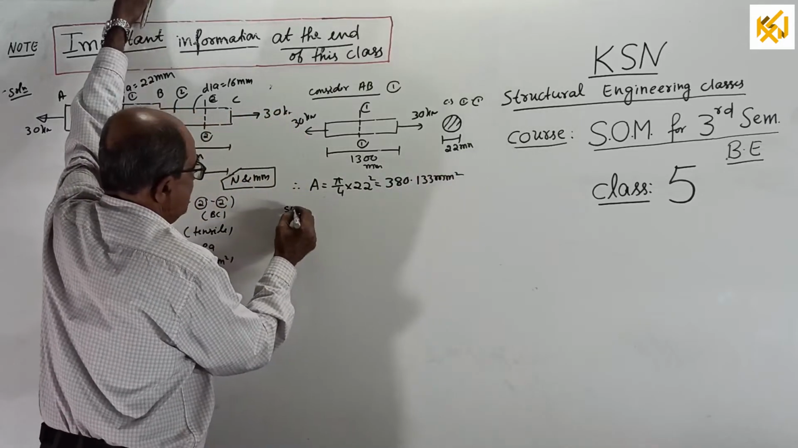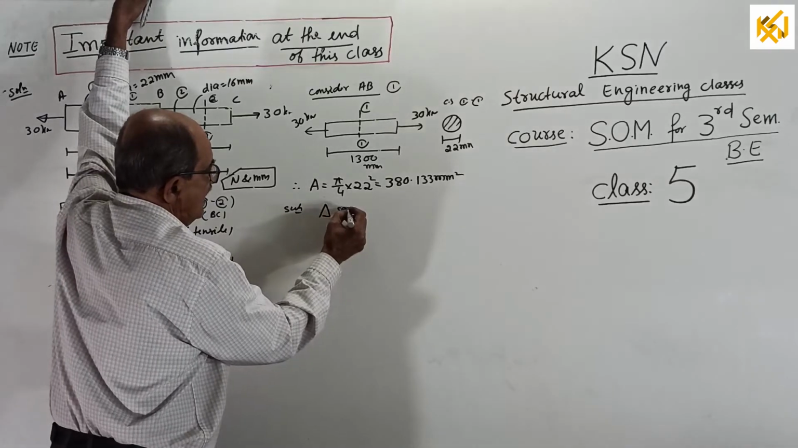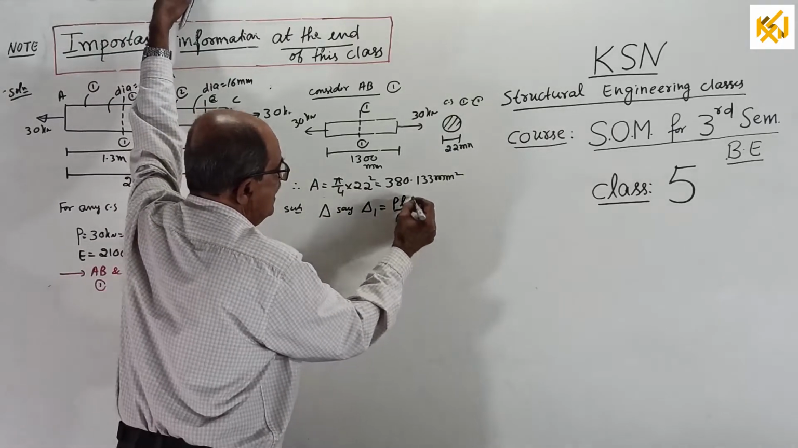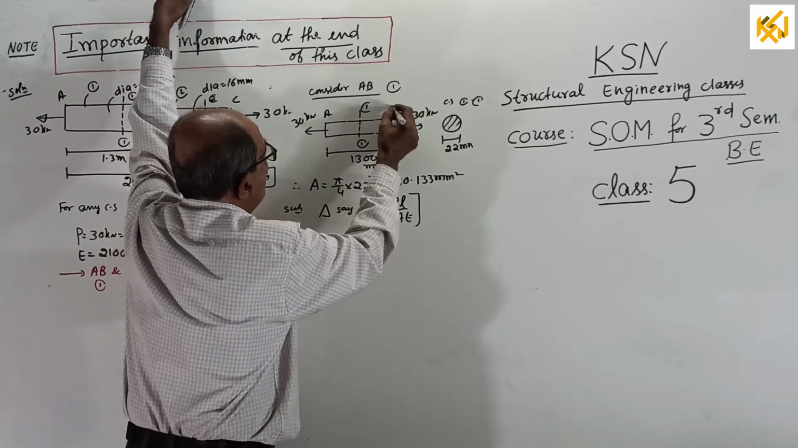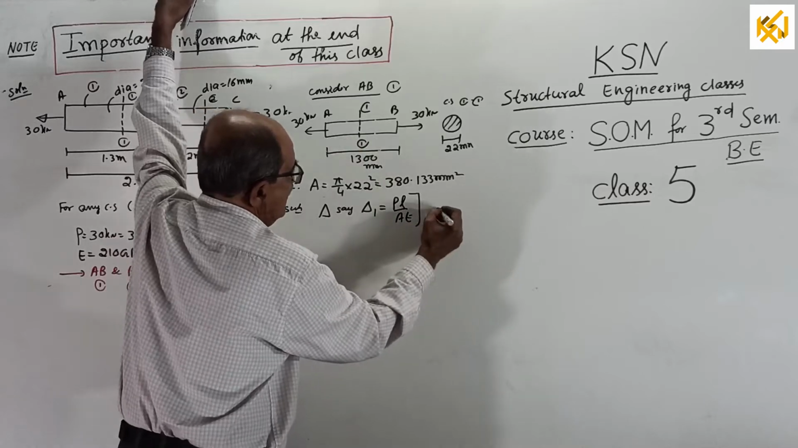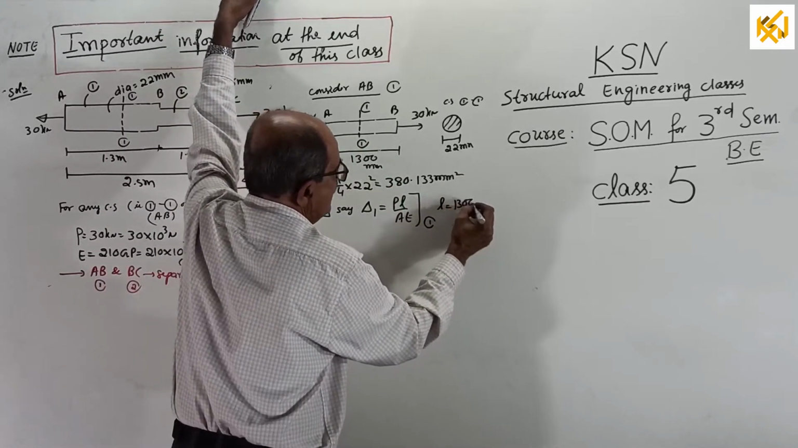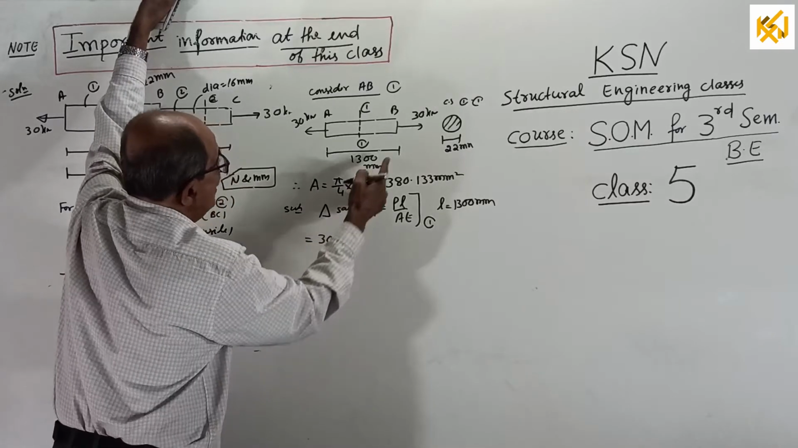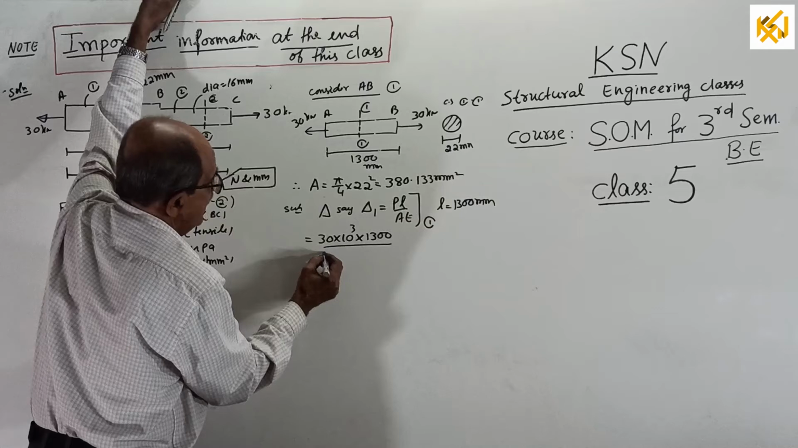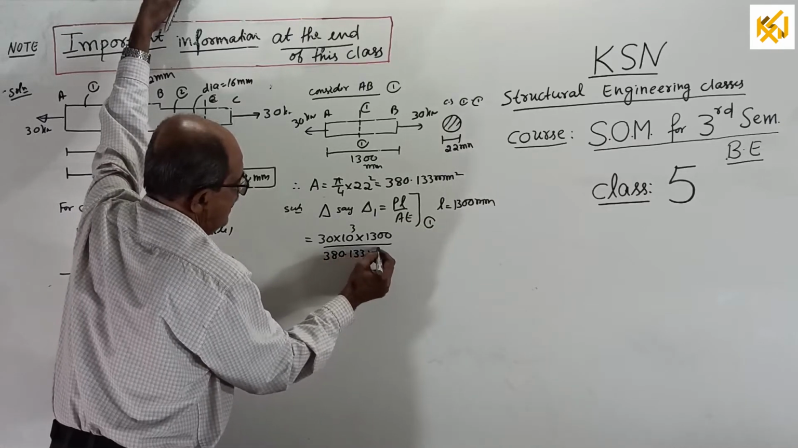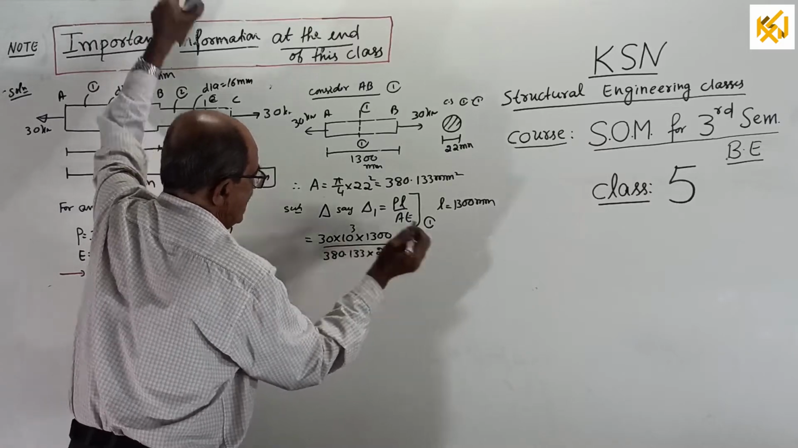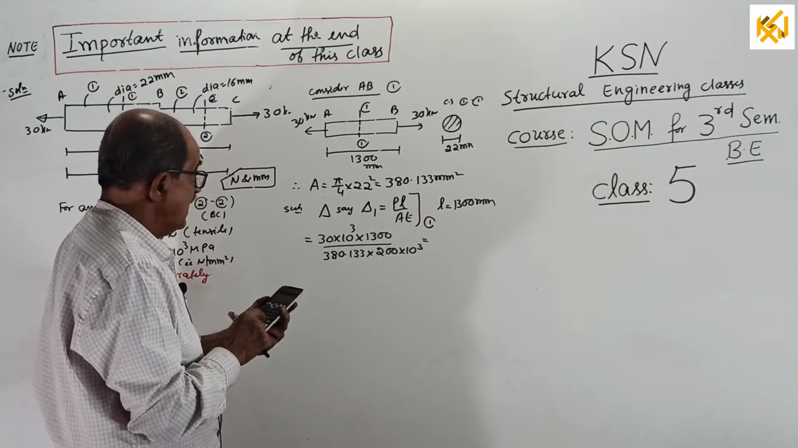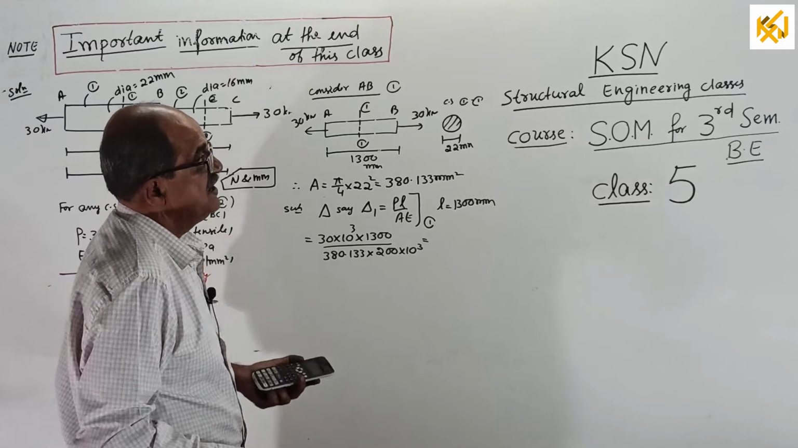Sufficient. Okay, start. Substituting delta, say delta 1, instead of delta you call delta 1. What is the formula? PL by AE for the portion 1. Here L equals 1300 millimeter. Therefore, equal to P, 30 × 10^3, into length 1300, divided by area 380.133, E is 200 × 10^3. Calculate the answer: 30 × 10^3 into 1300 divided by 380.133 divided by 200 × 10^3 equals 0.5116 millimeter.